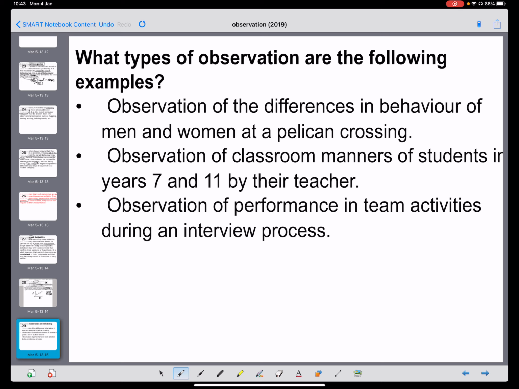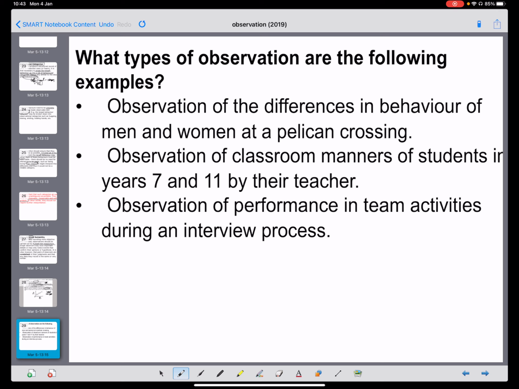Okay. The second one, observation of classroom manners of students in year 7 and 11 by the teachers. Okay, teachers are most likely to be overt. Classroom, naturalistic. Okay, observation of performance in team activities during an interview process. It's usually going to be covert. Okay, or it could be participant as well.